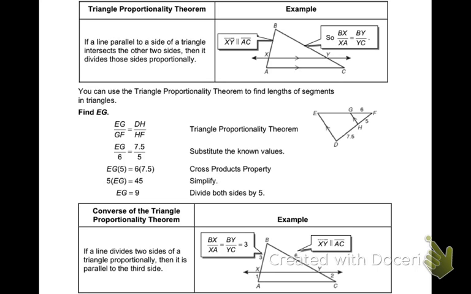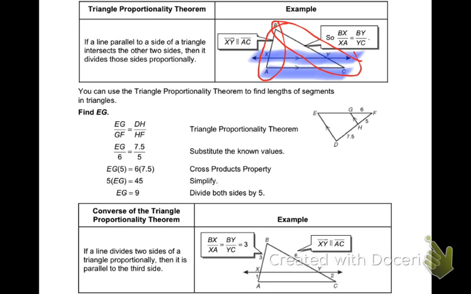The first one we're going to talk about is the triangle proportionality theorem. The triangle proportionality theorem states that if a line parallel to a side of a triangle intersects the other two sides, then it divides those sides proportionally. So what that means here is if I have two lines that are parallel, it cuts up those lines proportionally.